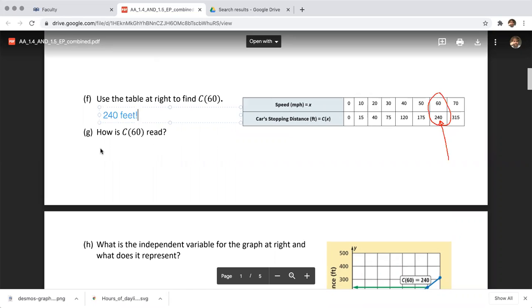Okay, how is c of 60 read? Well, it is read as c of 60. That is how I read c of 60. Great.